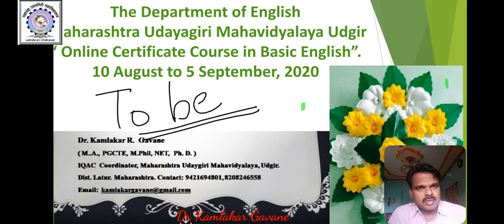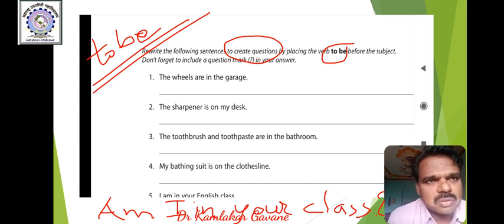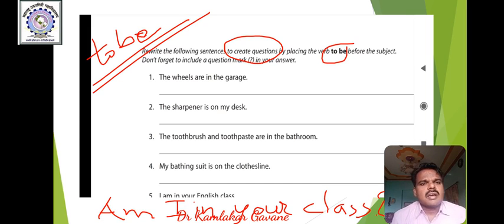Here we begin with some exercises, the forms of to be to create questions. When we write questions, we end questions with a question mark. And in spoken English, questions are identified by the kind of tone, intonation, the falling tone and rising tone we use.